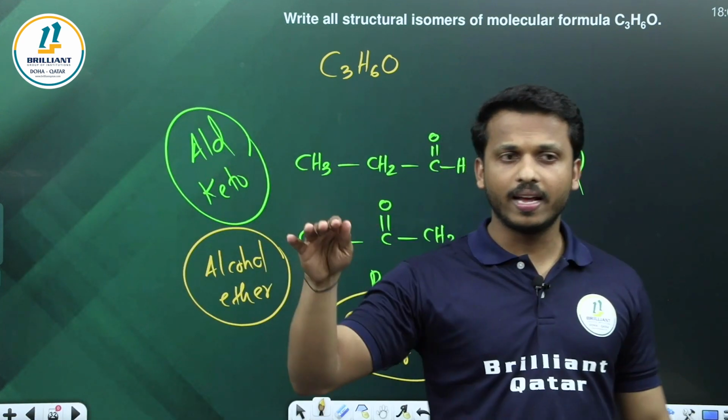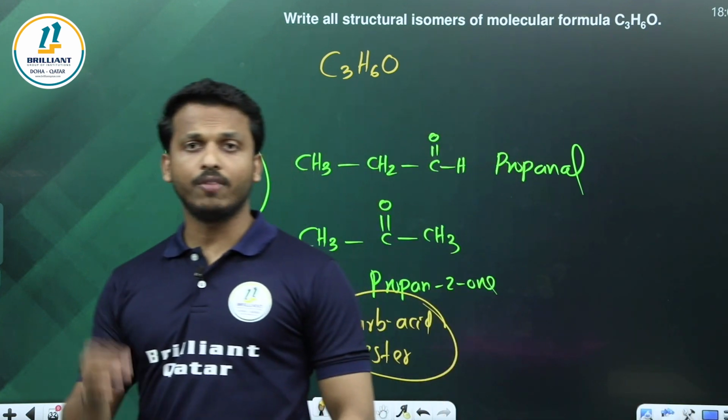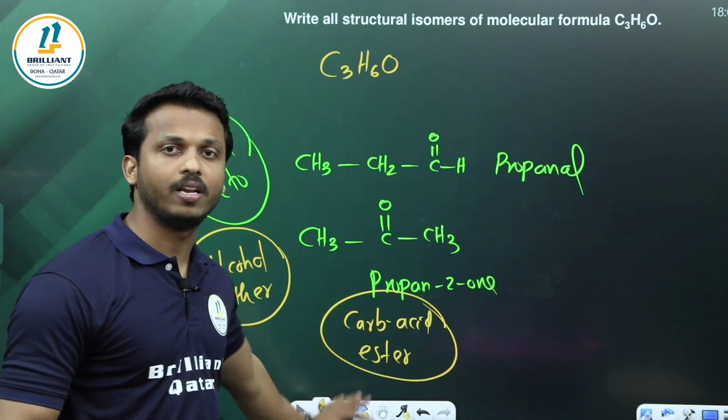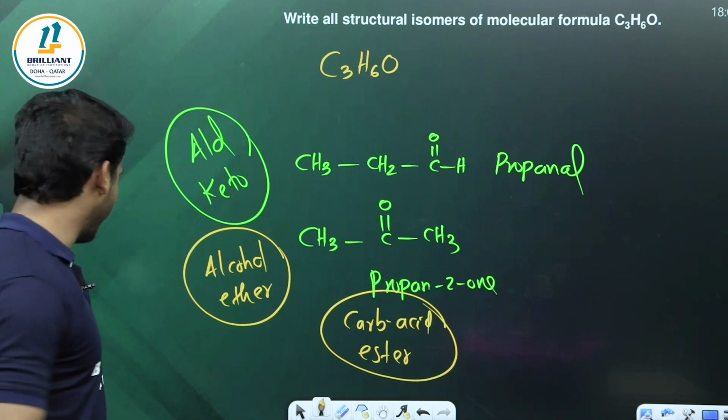If they give an aldehyde, mostly its functional isomer will be a ketone. If they give an alcohol, its pair will be an ether. If they give an acid, there will be an ester. So these are the two isomers of the formula C3H6O.